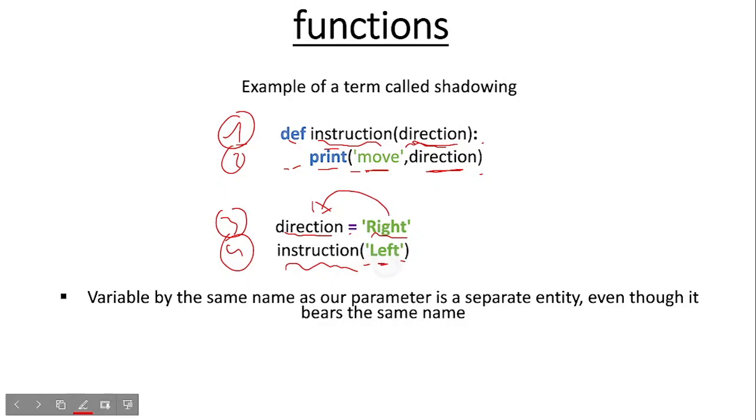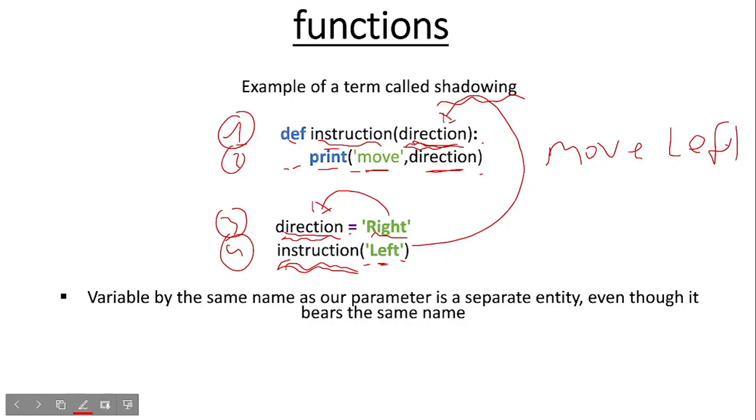As you see, we have instruction, the name of our function, and inside the parentheses, we have placed a left string as an argument. So the left will be given to our parameter called direction. So when our function is invoked, we will get move and left displayed on our screen, even though we have just created a variable called direction, which is the same name as our parameter inside our function, and we have given it a string of right.